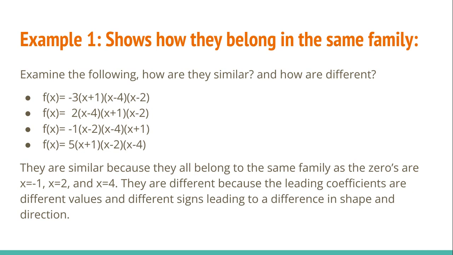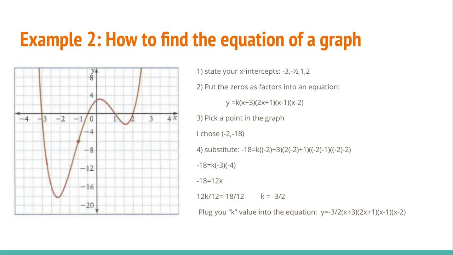They are similar because they belong to the same family, as the zeros are x equals negative 1, x equals 2, and x equals 4. But they are also different because the leading coefficients of each of them are different values and they have different signs, leading to a difference in shape and direction when graphing.